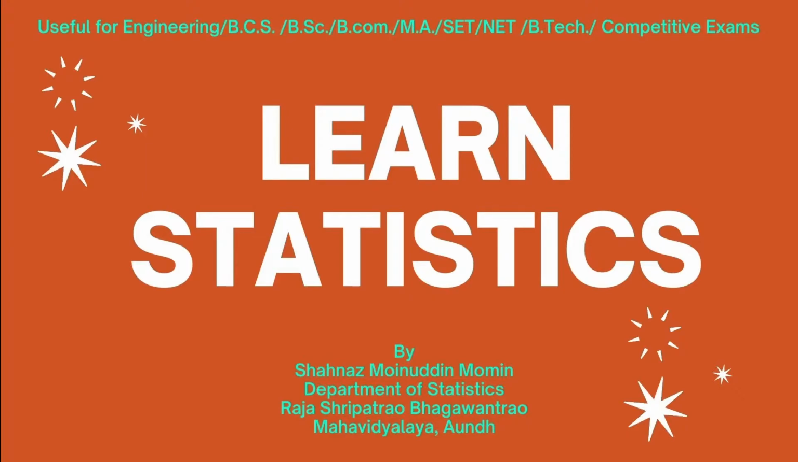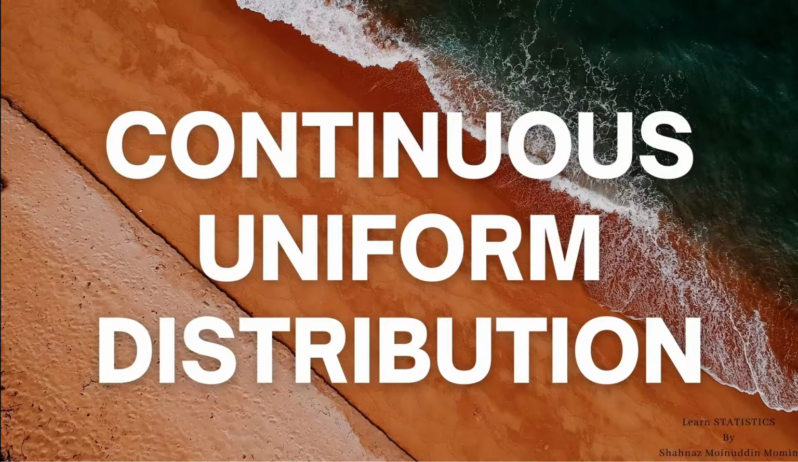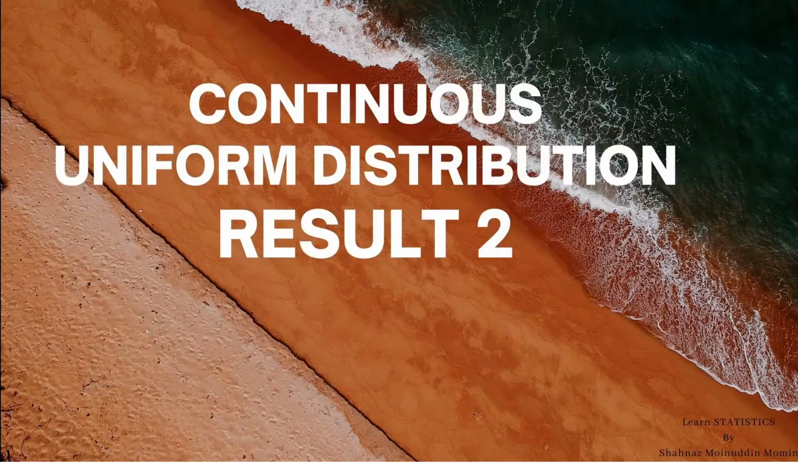The topic of today's lecture is continuous uniform distribution. In today's lecture, we are going to study the result number 2 of continuous uniform distribution. In continuous uniform distribution, there are three results of univariate transformation of a random variable. Already we have studied result 1 in the previous lecture.